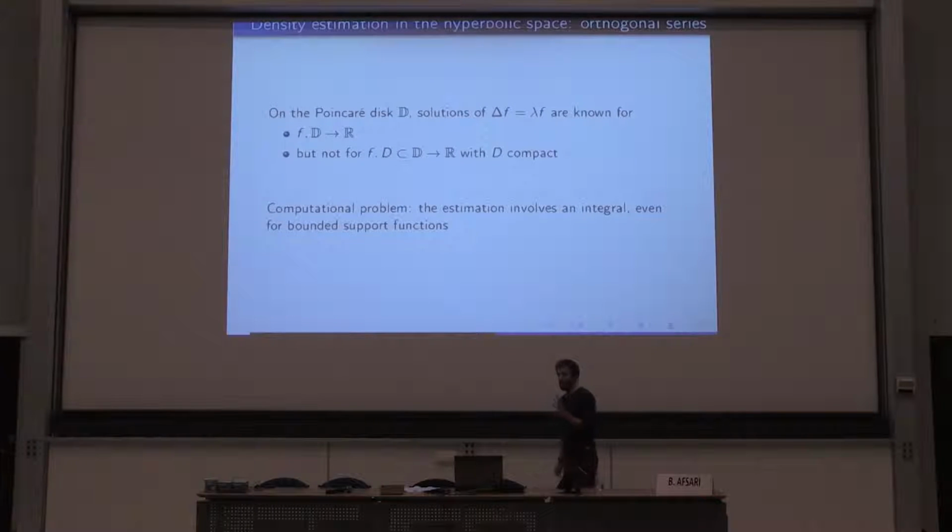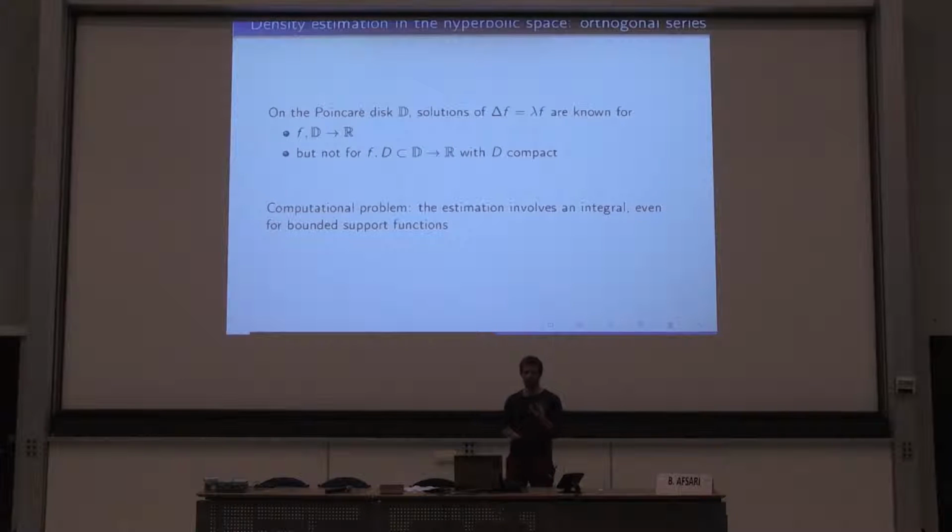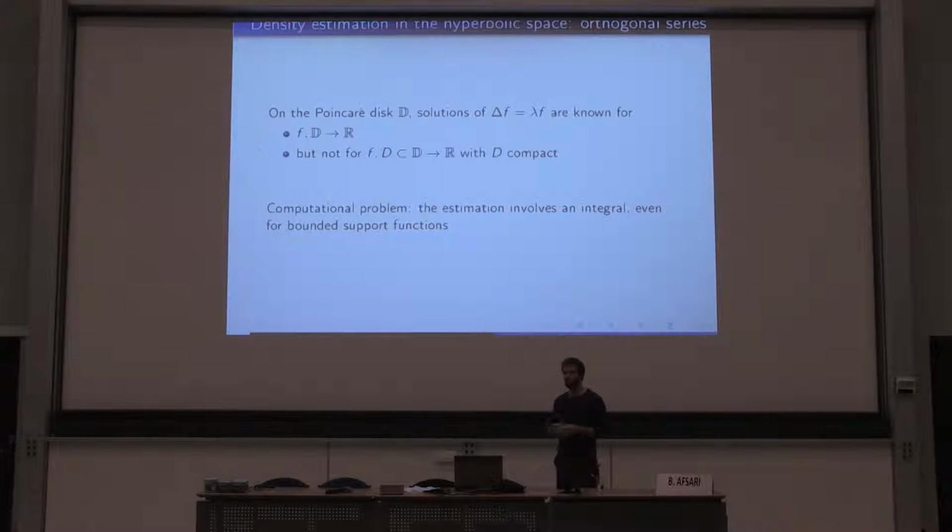And on the hyperbolic space, we only have expressions of the eigenfunctions of the Laplacian operator when the function goes from the disk to R, and we don't have any explicit solutions for functions defined on a compact domain of the Poincaré disk. So if we want to use this method, we will have to go through the estimation of an integral, which is not very convenient.